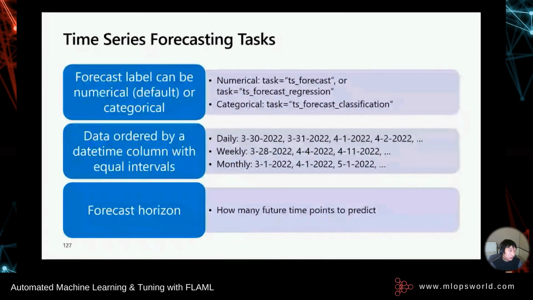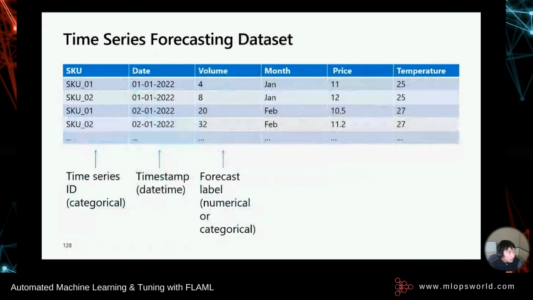The forecast horizon needs to be specified when training the model. In other words, the number of predictions to make is bounded and known when training the model. So that's the second difference from normal regression or classification tasks. Because of the two special properties of time series forecasting tasks, there are a few things we need to pay attention to when preparing the dataset.